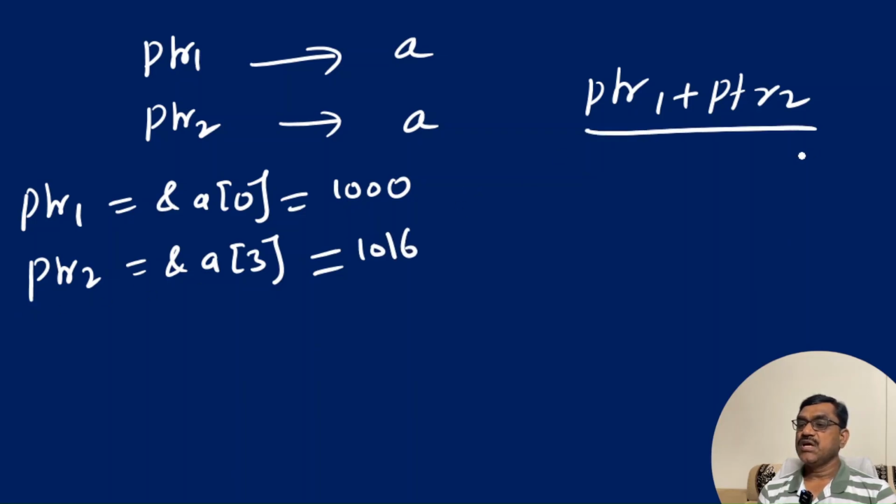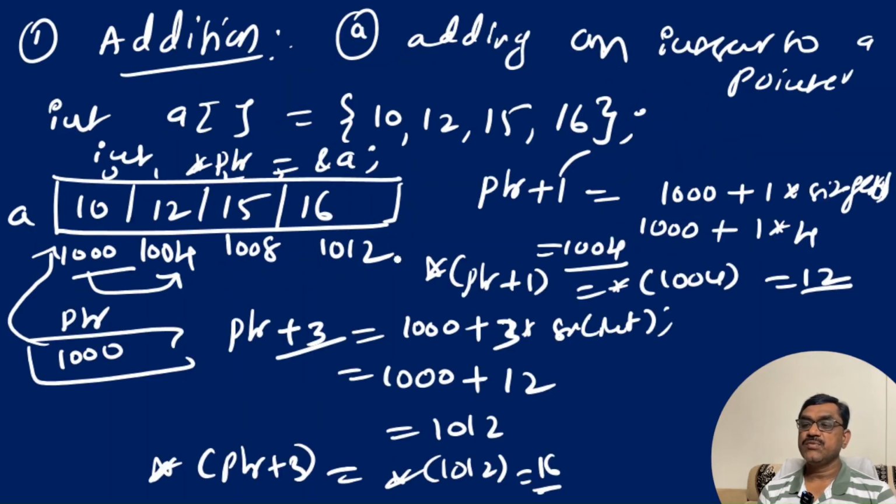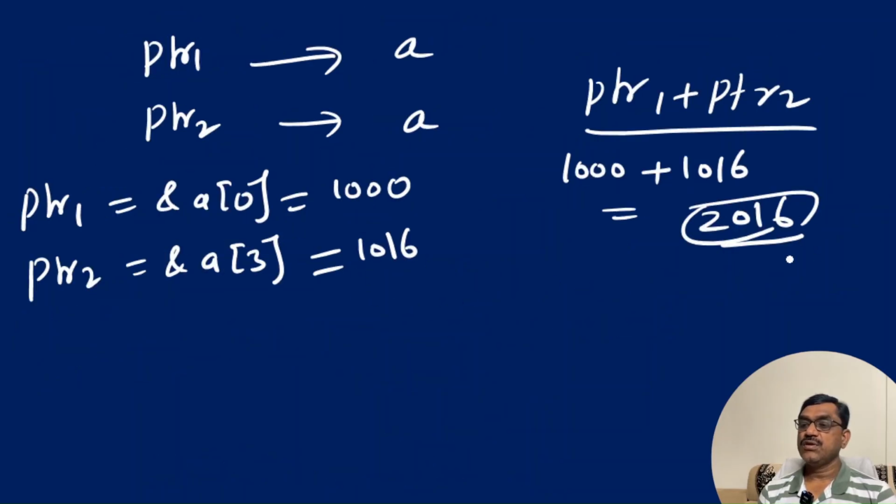Now, if you add ptr1 plus ptr2, then what are we going to get? 1000 plus 1016. That means we are getting 2016. 2016 is the address. This 2016 address is pointing to which memory location? Where is the memory location that is available here? What memory location is it going to address here?